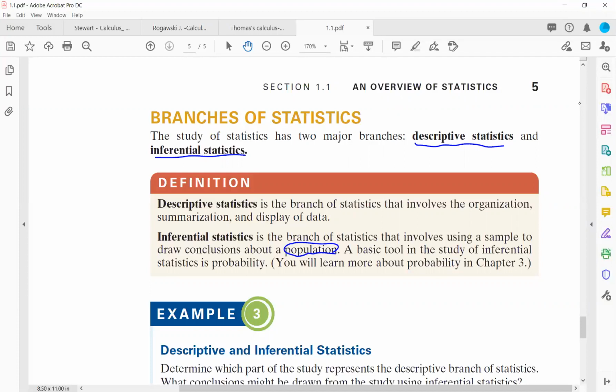Guys, remember that it's very hard and time-consuming to get information about a population. So what do we do instead? We take some samples, we gather information from samples, and we make conclusions about the population.